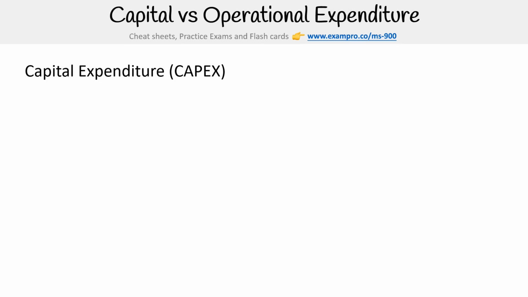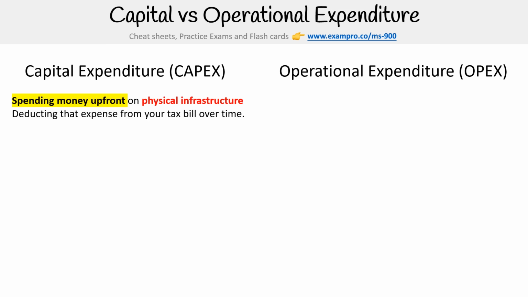On the left-hand side, we have CAPEX, so capital expenditures. On the right-hand side, we have operational expenditures, OPEX. Looking at the left-hand side, capital expenditure is spending money upfront on physical infrastructure, so deducting the expenses from your tax bill over time.